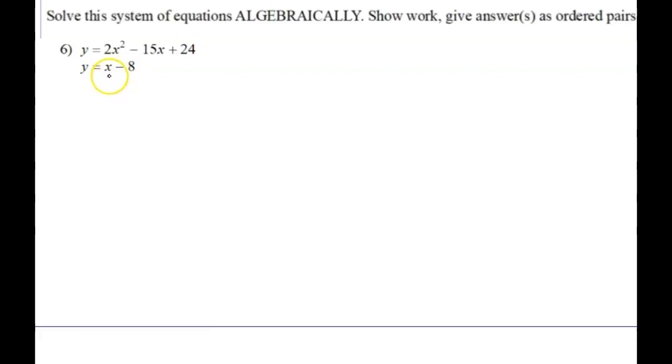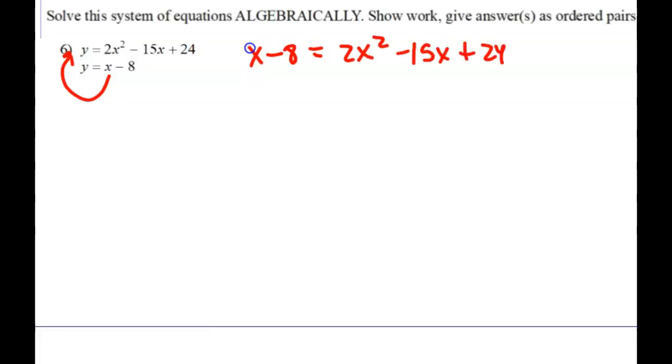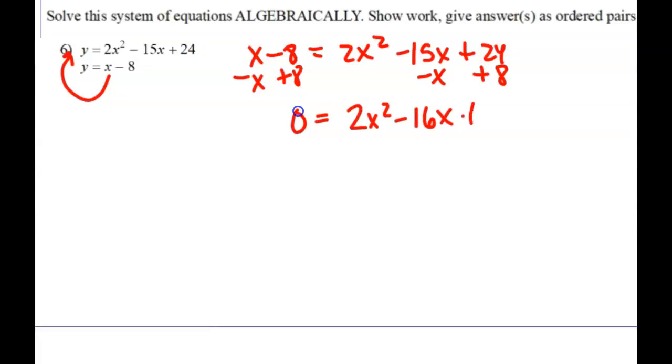But if you put the x minus 8 in here, it'll say x minus 8 equals 2x squared minus 15x plus 24. If I subtract the x and add the 8, I get a 2x squared minus 16x plus 32. Did I do that right, guys? Take out a 2.